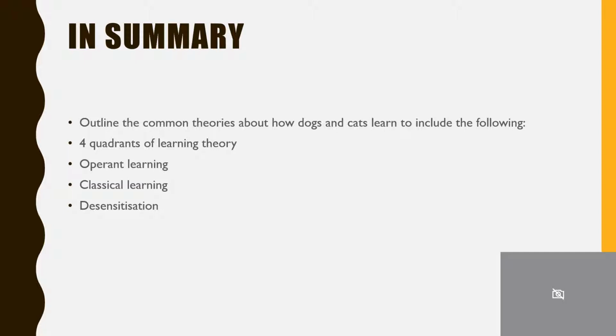In summary, we've outlined the common theories about how dogs and cats learn, to include the following: the 4 quadrants of learning theory, operant learning, classical learning and desensitisation.